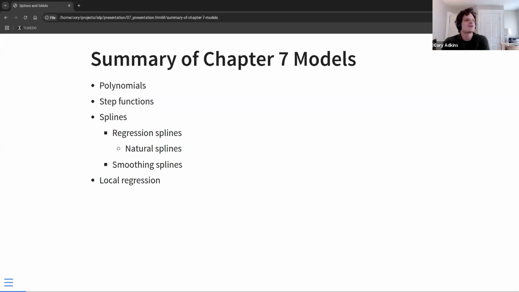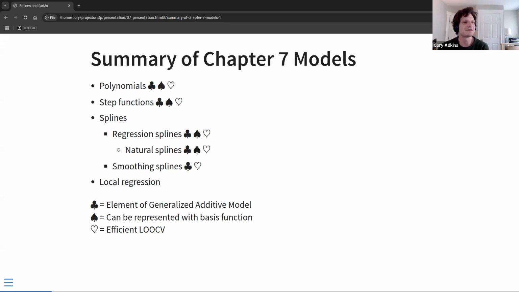And so I wanted to start. I felt like we had a lot of different models presented in this chapter, so I wanted to set them out hierarchically so we could get a sense of where they all fit in together. Of the ones listed here, splines are maybe the most interesting and the most widely applicable. I'll touch on it a little bit this week, but more next week, about generalized additive models, which all of these can sort of feed into.